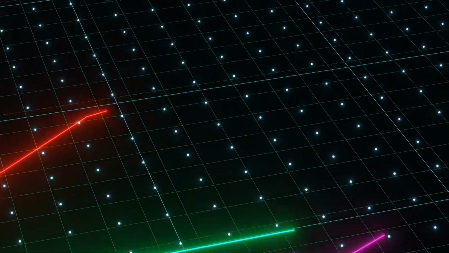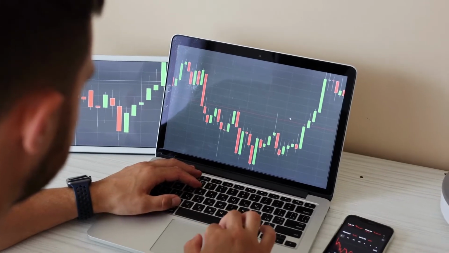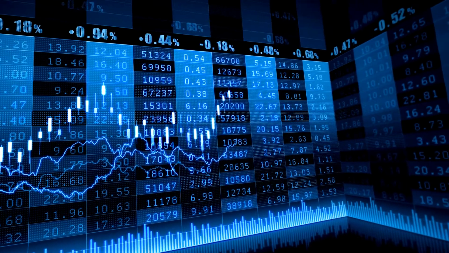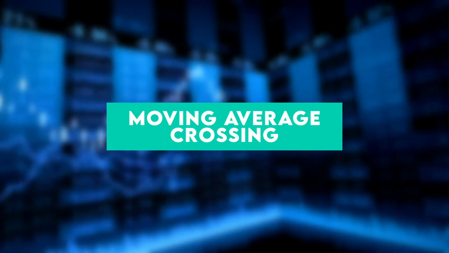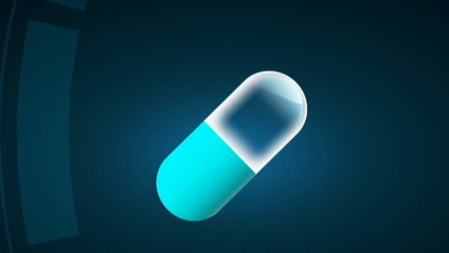Do you often use the moving averages in your analysis? Today I'll teach you a strategy with this indicator that will provide exponential gains if used correctly. I'm talking about the moving average crossing. So, get ready and stay with us until the end to learn everything.